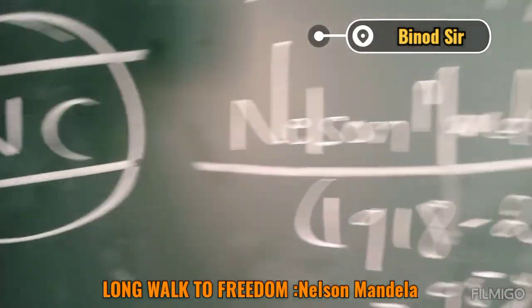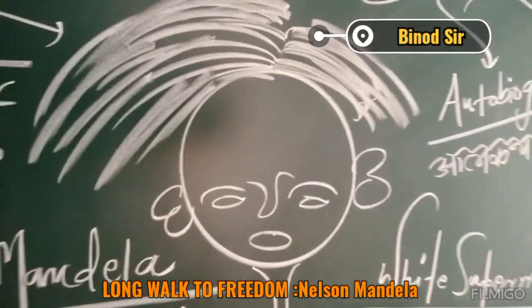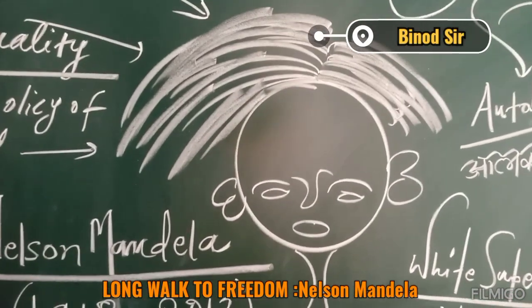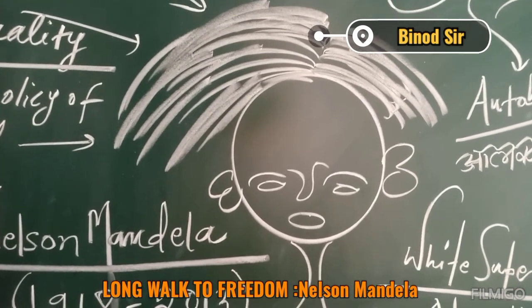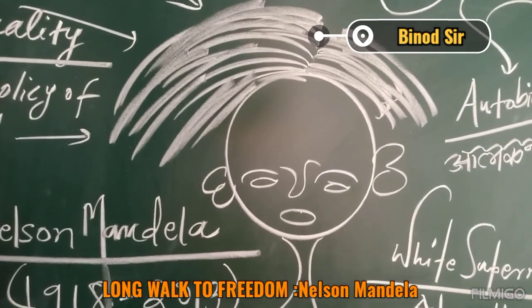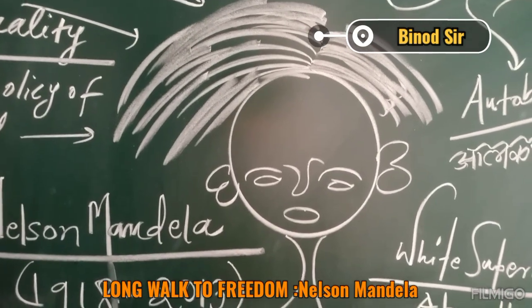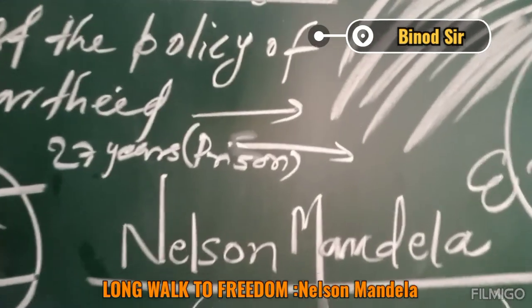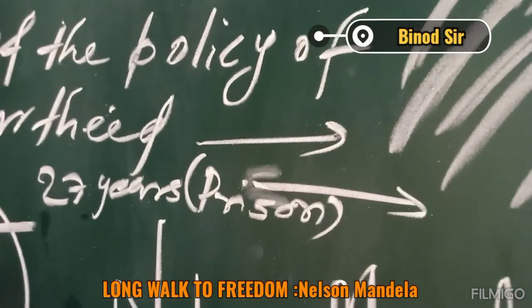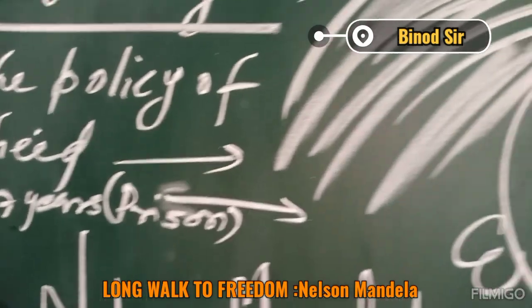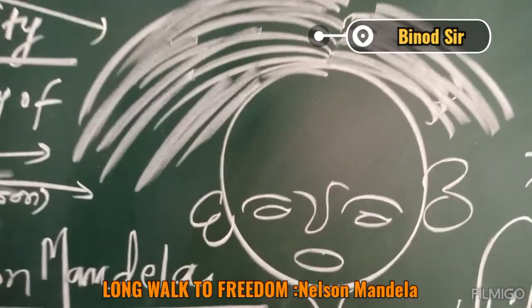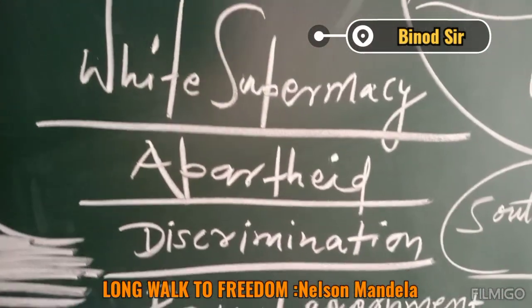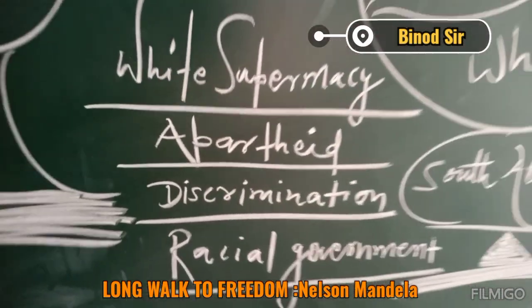He was arrested many a time and kept in jail, in prison, many a time. It is known that he was the first international leader who spent about 27 years in prison. That's why he was a very courageous, very bold and very laborious leader of South Africa. He went against white supremacy, apartheid, discrimination and racial government in South Africa.